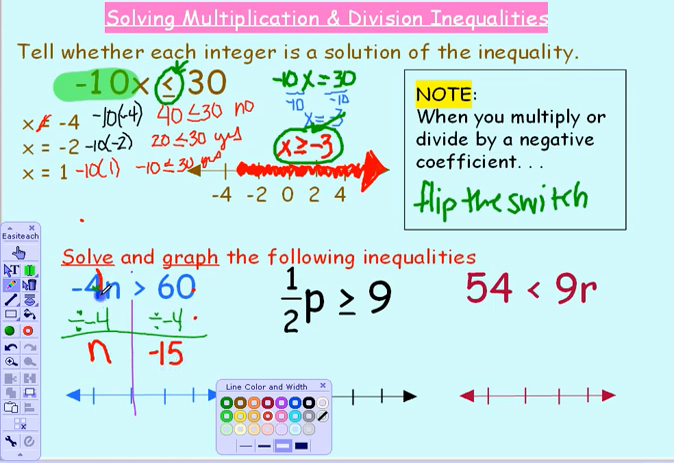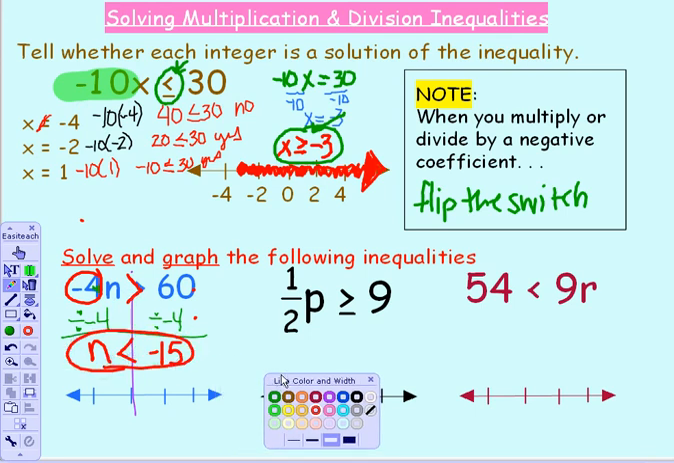Now, like we said earlier, this negative 4 is the coefficient. That's a negative number, so that means we need to change this greater than symbol into a less than. So all of the numbers that would fit into this problem would be less than negative 15. So we put a negative 15 on the graph. We leave it as an open circle.